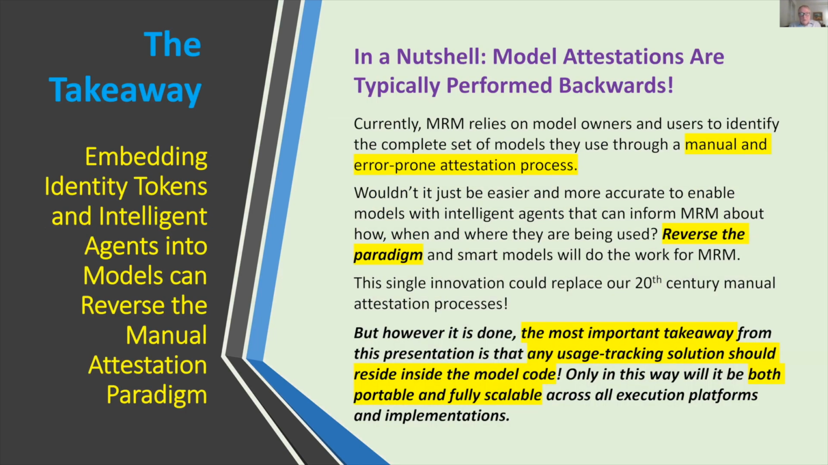So let me just sum it all up now. In a nutshell, embedding identity tokens and intelligent agents into models can reverse the manual attestation paradigm. What I'm saying is model attestations are just being performed backwards. MRM relies on model owners and users to testify to the complete set of models that they use through a manual, error-prone attestation process. It's just easier and more accurate to enable models with intelligent agents that can inform MRM about how, when, and where they're being used.